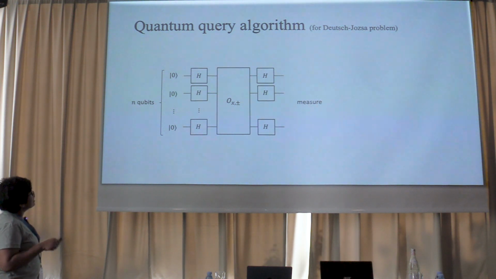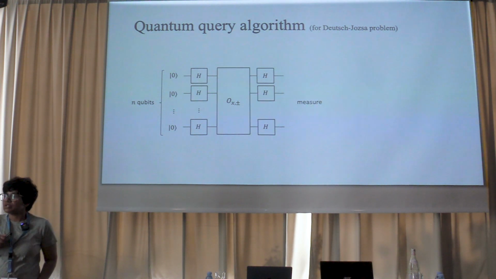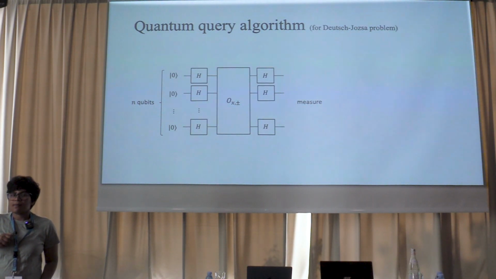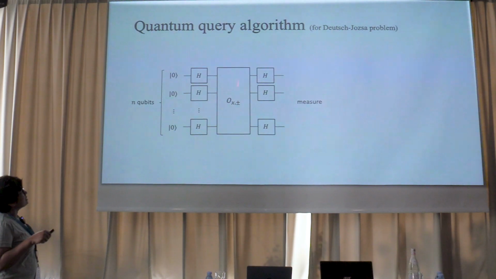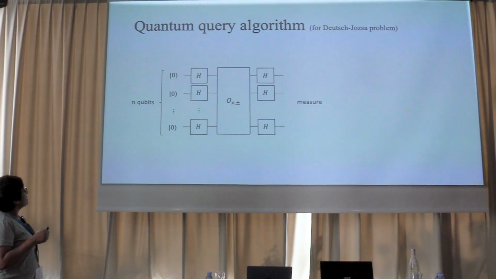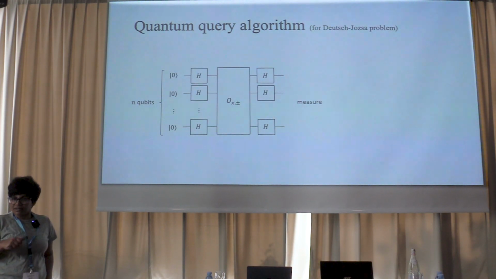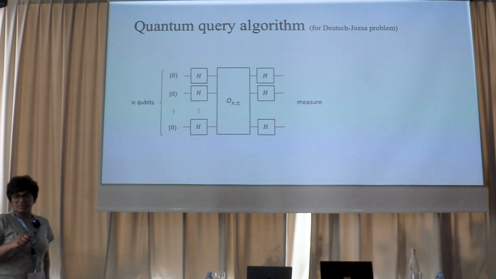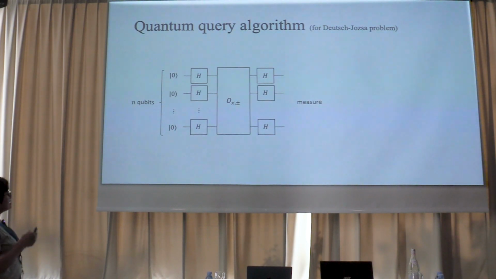So in this circuit, how many times have I queried the input? Actually, I have queried the input just once, because I'm using O_x only once. But what is going to happen is, no matter what your n is, I will in the end get the actual answer deterministically, and we'll see this.